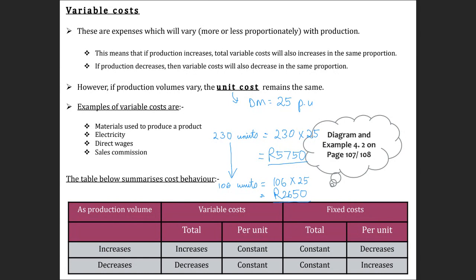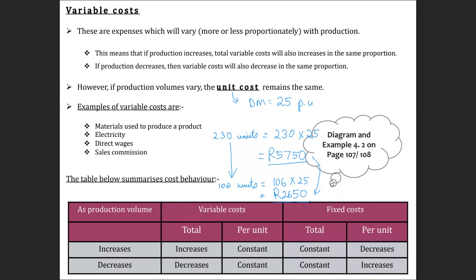So as you saw here, we had a decrease in the variable cost because we went from producing 230 to 106 units. And so in line with the decrease in the number of units being produced, it also had resulted in a decrease in the variable cost itself. So here, the less we produce, the lower the cost will be. And it would also work in the other direction, where the more we produce, the higher that cost would be.